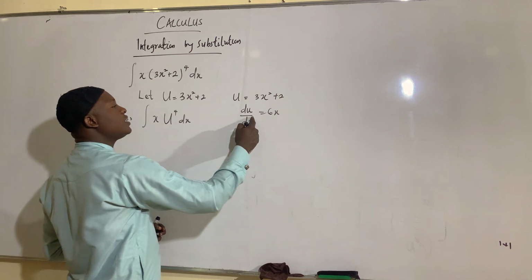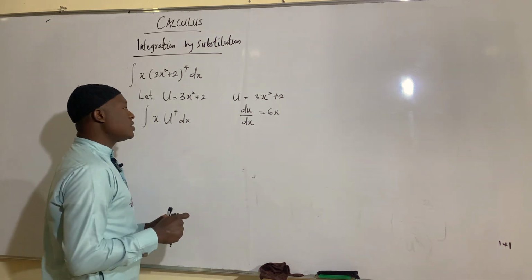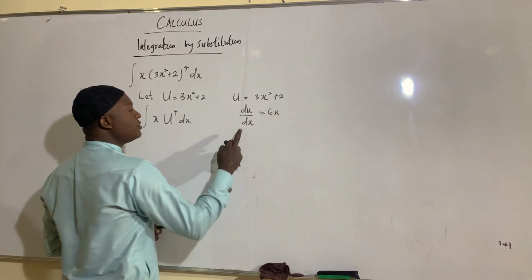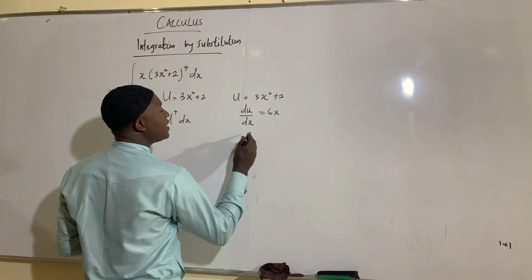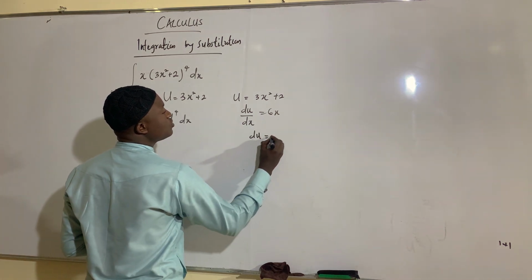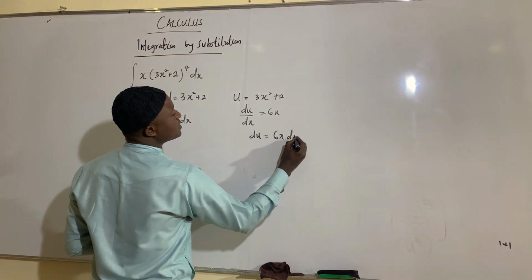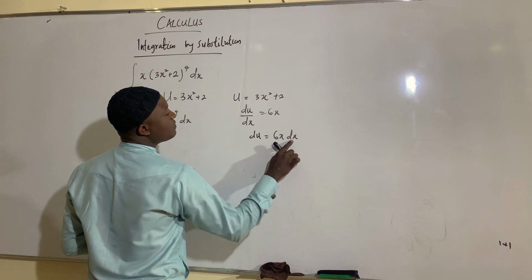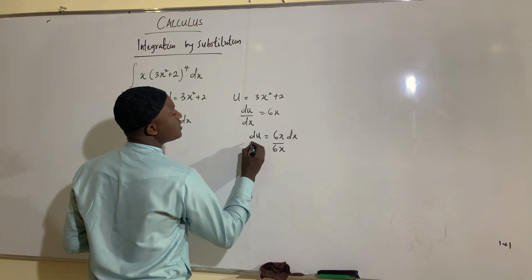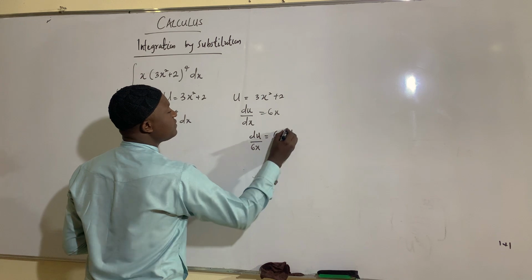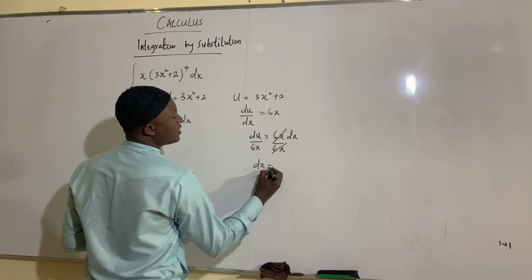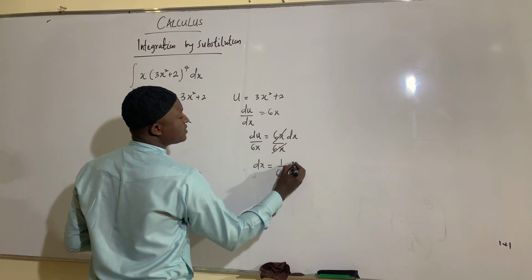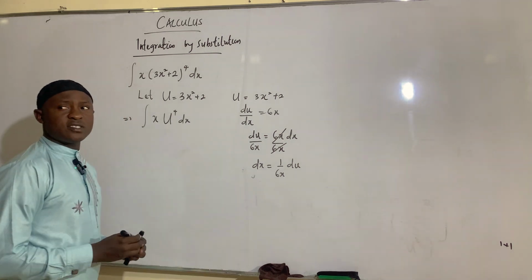So now in making dx the subject, because what we are interested in is the value of our dx, if I cross multiply, that means we have du is equal to 6x dx. So now I want to find the value of my dx, so I divide by 6x on both sides. This cancels this, and I will have dx is equal to 1 over 6x du. I hope you are getting that one right.